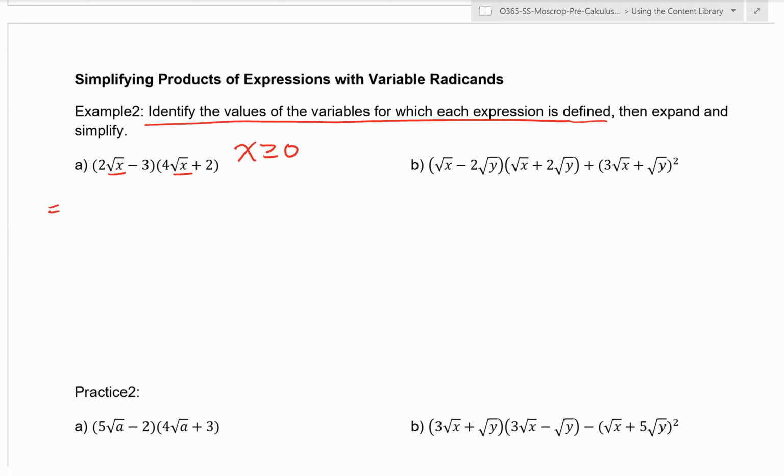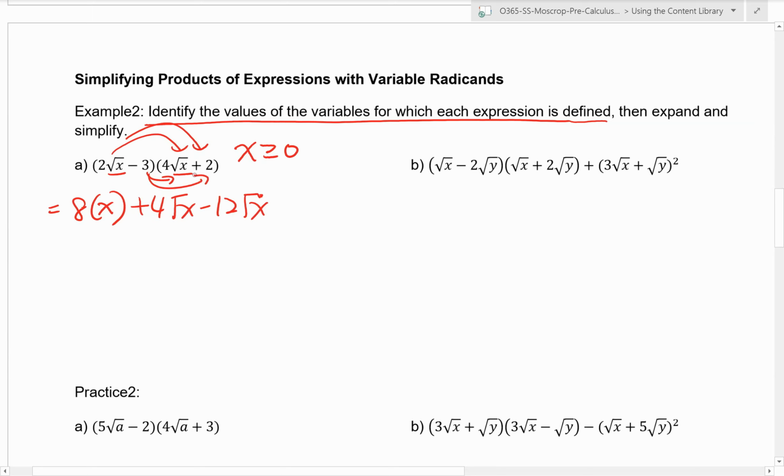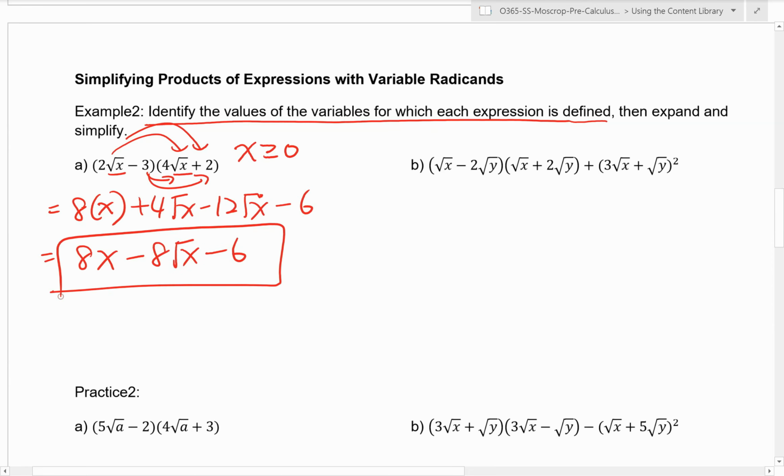Now we are able to carry out our calculations. So again, 2 root x times 4 root x. 2 times 4 is 8. Root x times root x is x. We have 2 root x times 2, that's 4 root x. Negative 3 times 4 root x is negative 12 root x. Negative 3 times 2 is negative 6. Collect like terms: 8 times x, nothing we can do about that. 4 root x minus 12 root x is negative 8 root x. Minus 6 is still just minus 6, and that's your answer. But this is how you define the variable, so then everything is defined.